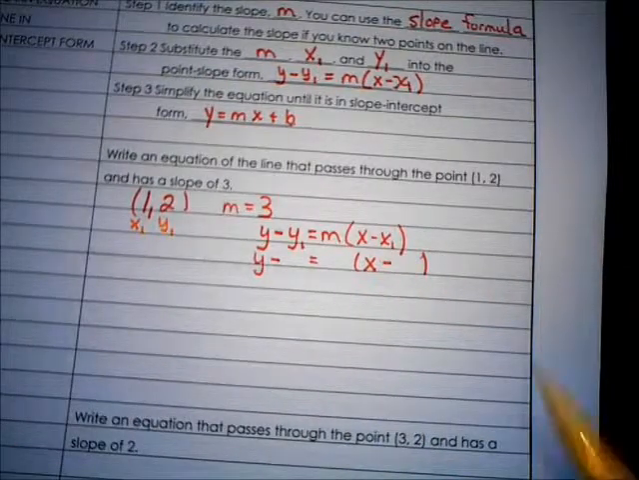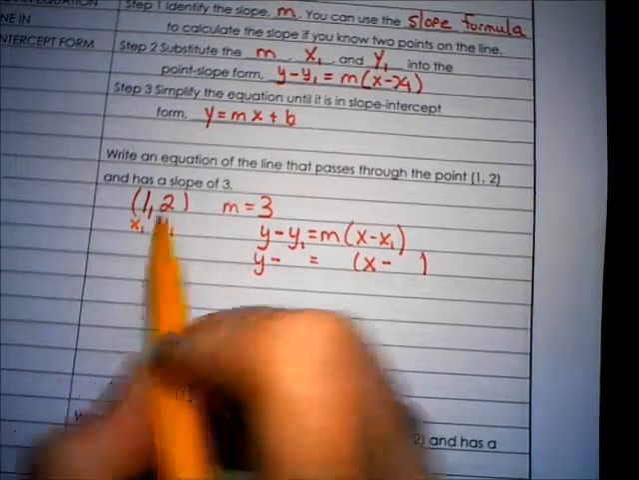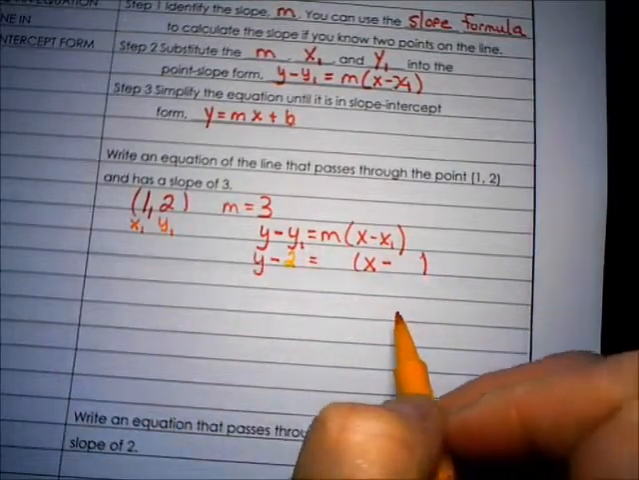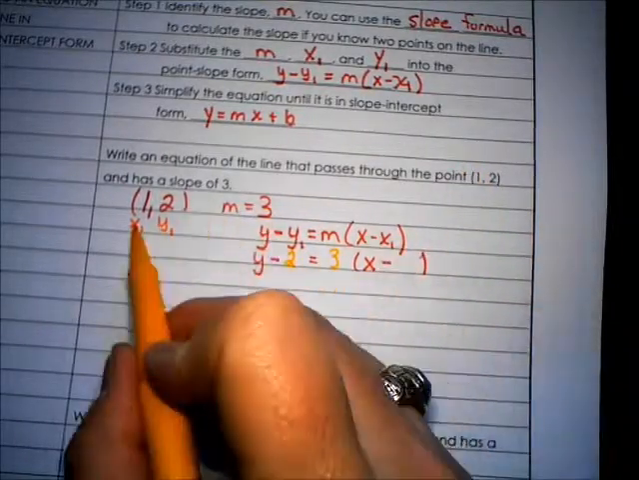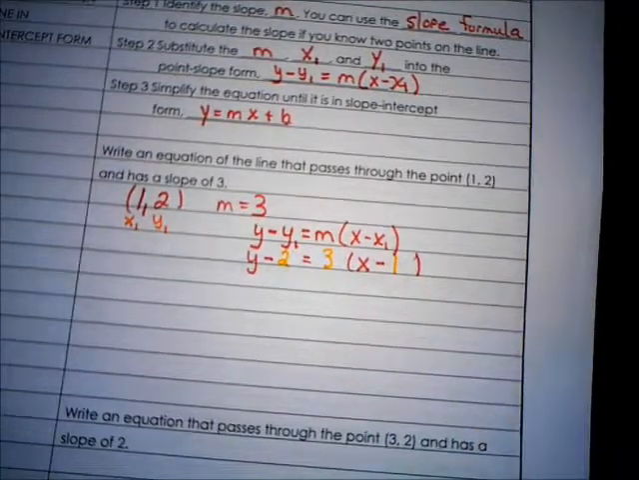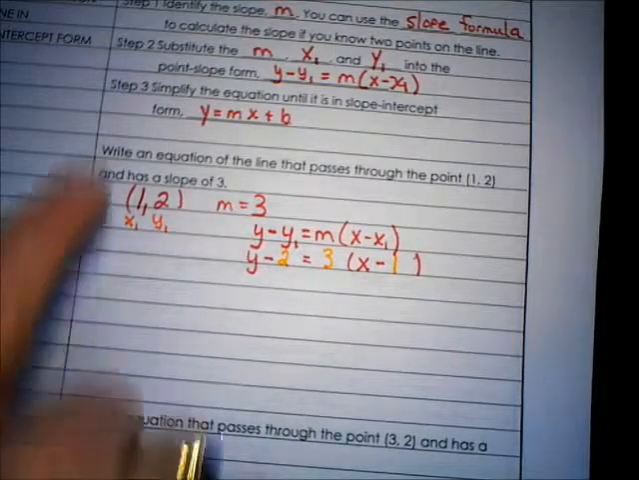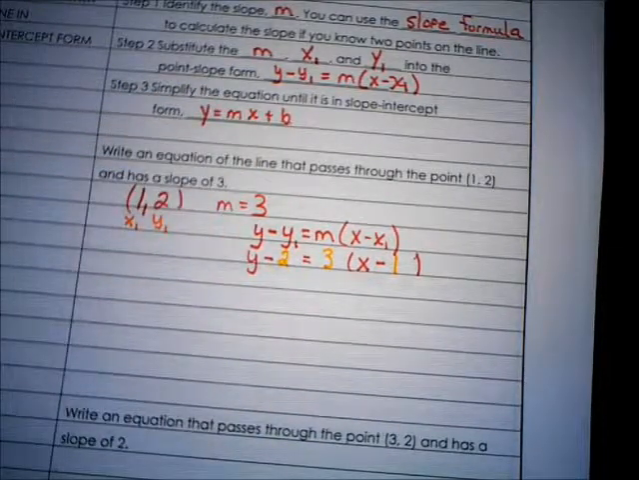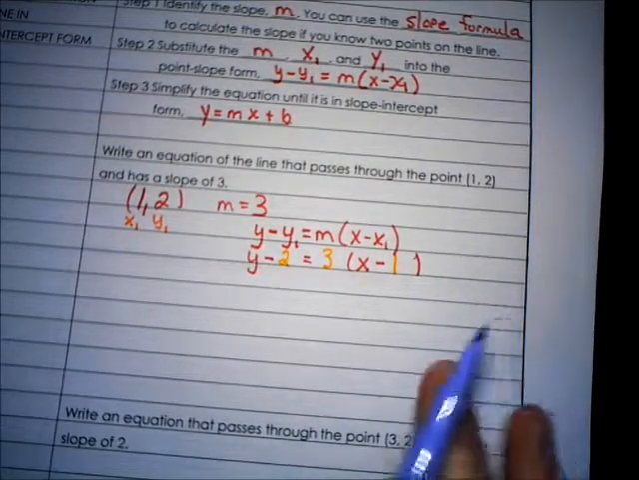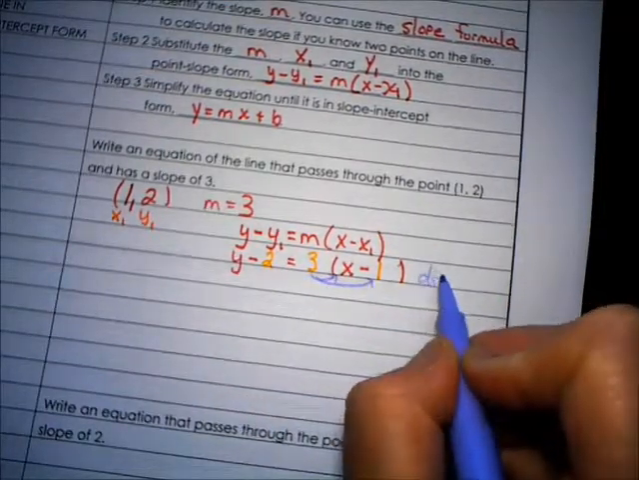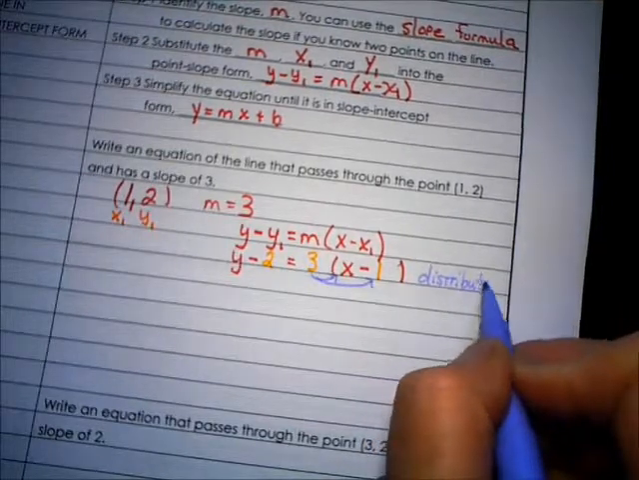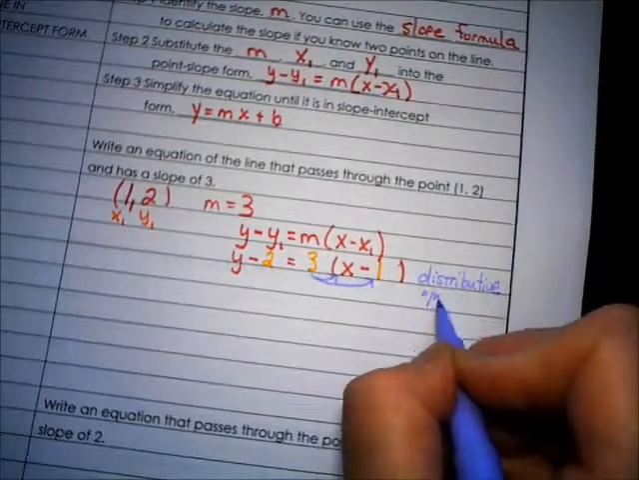Okay, if I substitute it in, y1 is the number 2, so I'm going to place a 2 for that slot. The m was the number 3, and x1 is the number 1. Now I need to simplify this because on step 3 it said to simplify the equation until you have y by itself. To simplify, I'm going to distribute the 3 into my parentheses, which is the same thing as multiply.